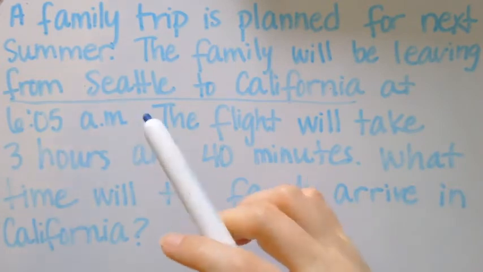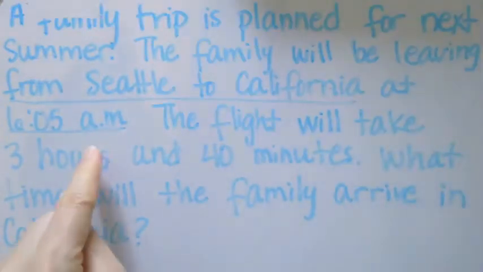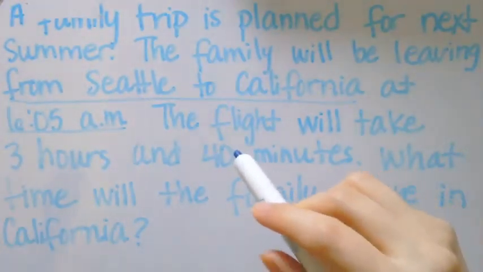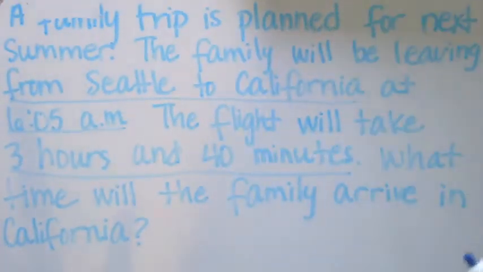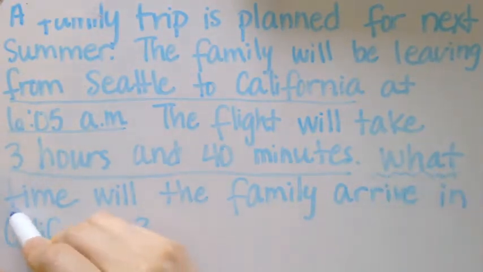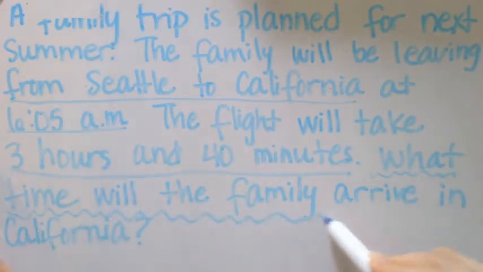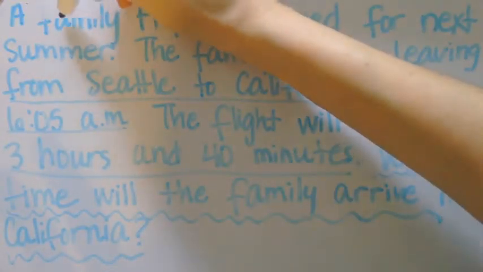All right, so we're going from Seattle to California, knowing that it starts at 6:05 a.m. also tells me it's in the morning, and that the flight will take 3 hours and 40 minutes. Okay. Last thing I'm going to underline is the question that it's asking me to solve. What time will the family arrive in California? I'm going to do a squiggly because I know this lets me know, or as a reminder of how I'm going to solve and restate my answer. All right. So it looks like I wiped off some of this word. That's okay. We know it says family.